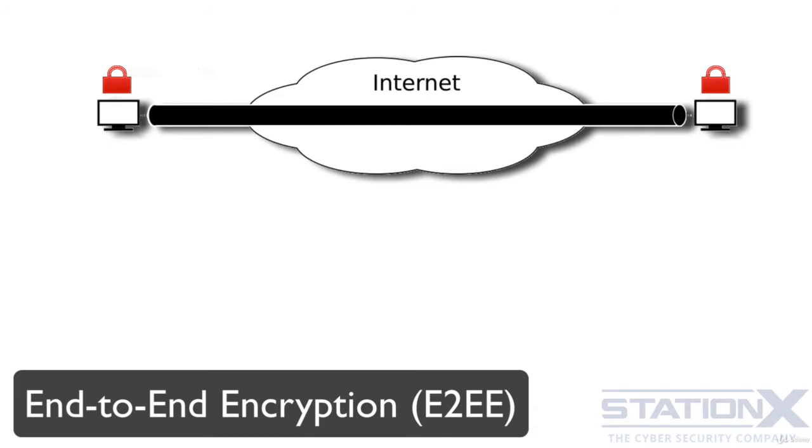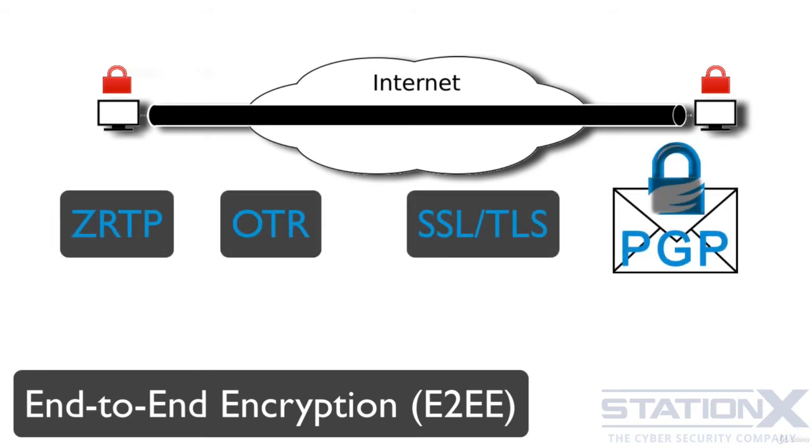Examples of end-to-end encryption technology include things like PGP, S/MIME, OTR, which is off the record, or ZRTP, which is Z and Real-Time Transport Protocol, as well as SSL and TLS implemented in the right way. Those can be end-to-end.